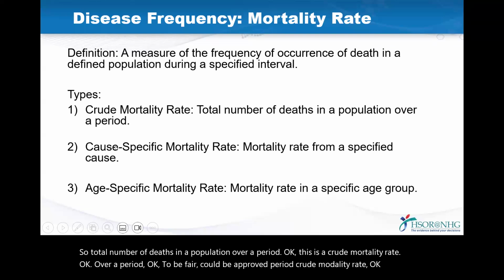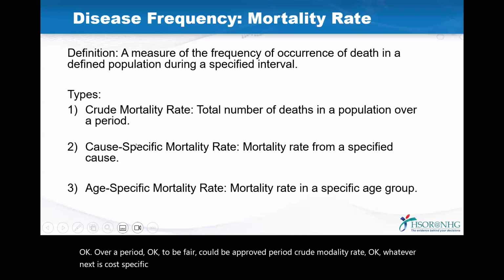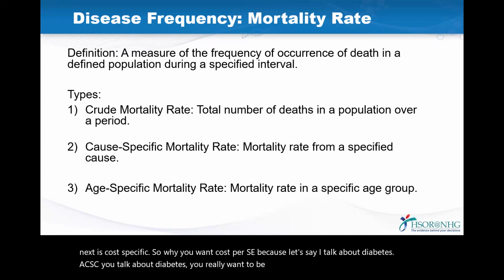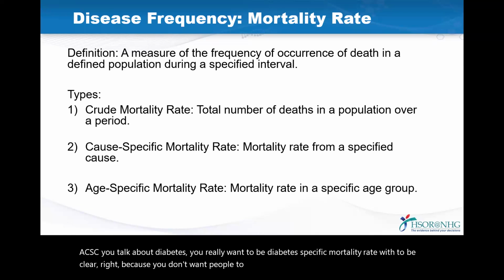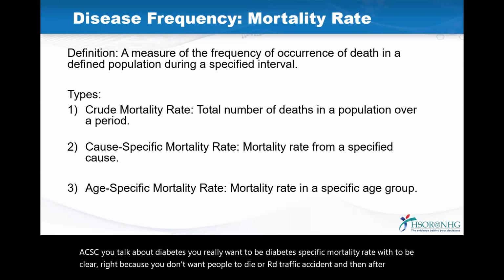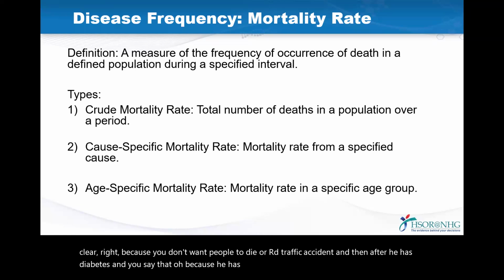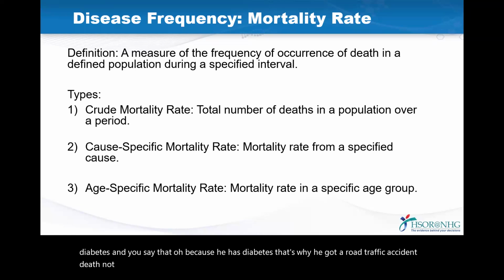Next is cause specific. Why do you want cause specific? Let's say I talk about diabetes, ACSC. You really want a diabetes-specific mortality rate to be clear, because you don't want people to die of a road traffic accident, and then because he has diabetes, you say that's why he got a road traffic accident death. Not really correct. But in real life, most of the time you just use the crude one because we don't have the cause of death.